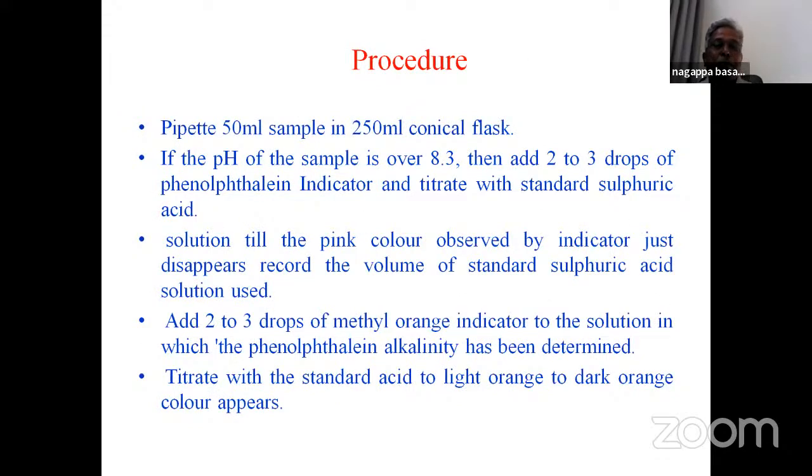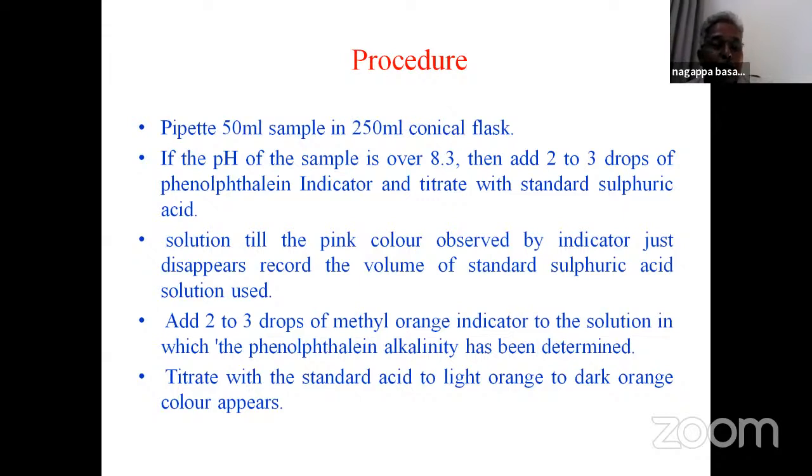Take 50 ml sample in a 250 ml flask. If the pH of the sample is more than 8.3, add 2 to 3 drops of phenolphthalein indicator and titrate with standard sulfuric acid until the pink color given by the indicator just disappears. Record the standard sulfuric acid volume used.